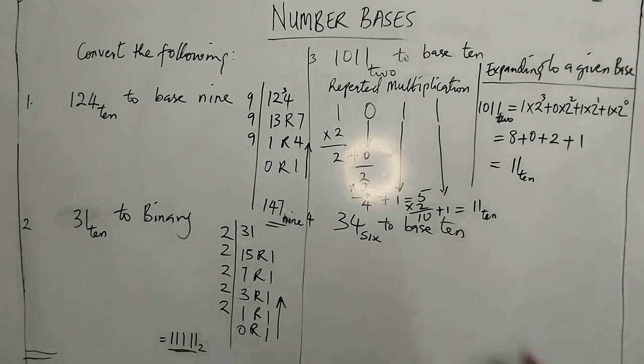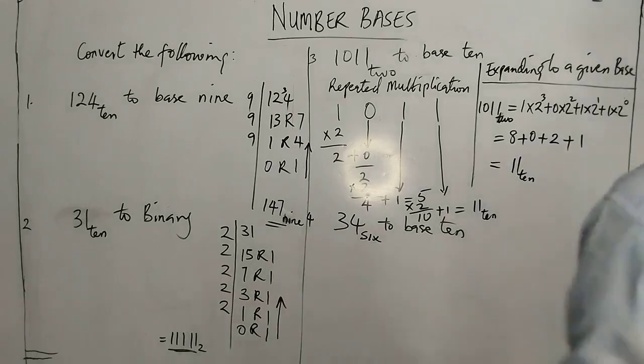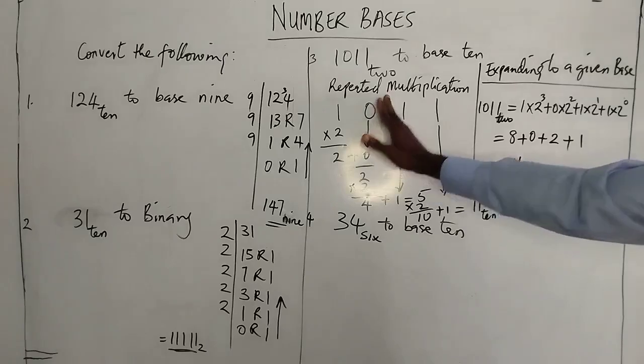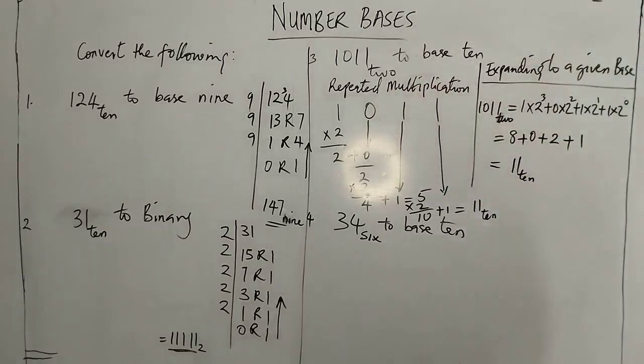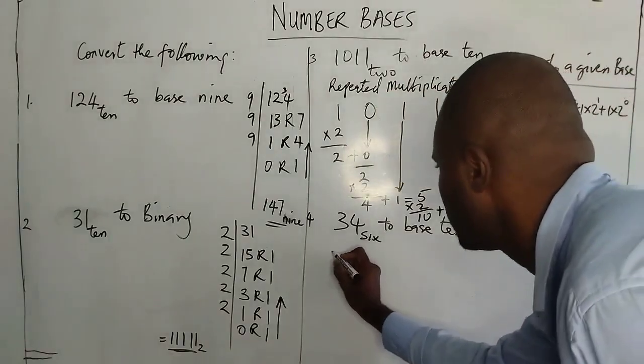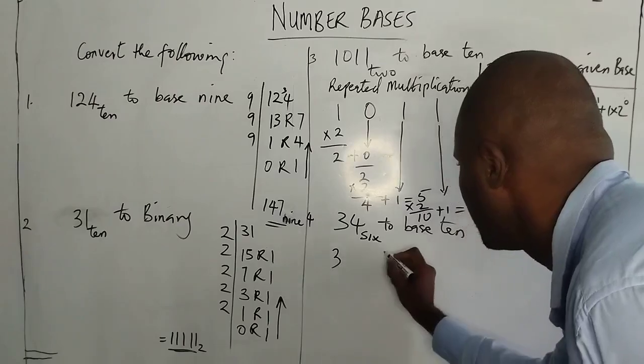The next question, 34 base 6 to base 10. I'm still going to use repeated multiplication, after which I will use expanding to a given base method. Now, for repeated multiplication, write 3, 4.